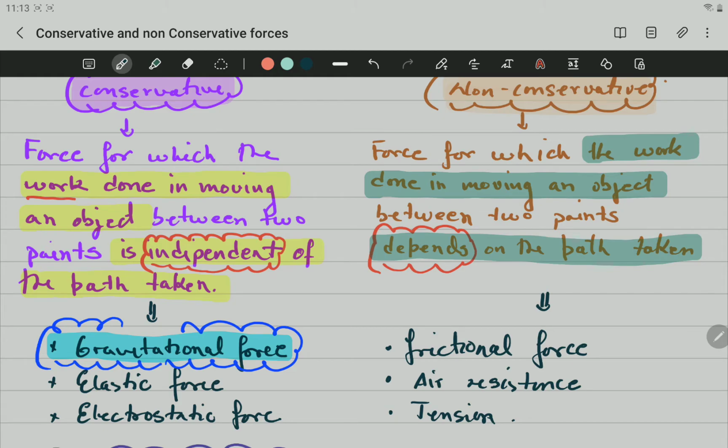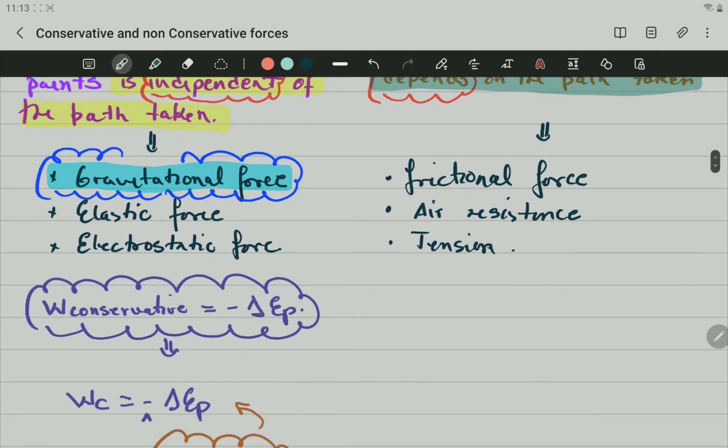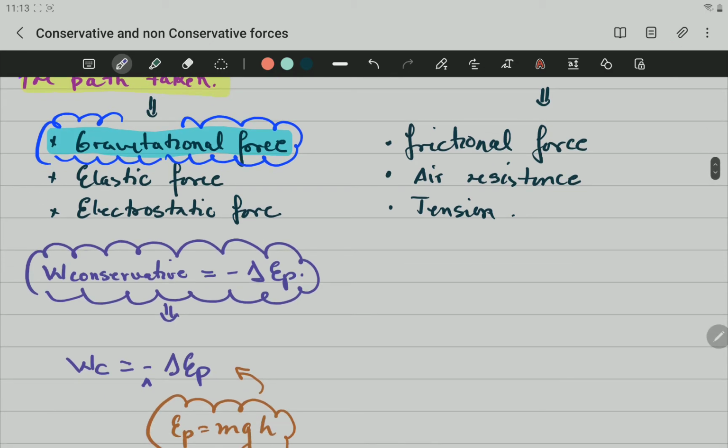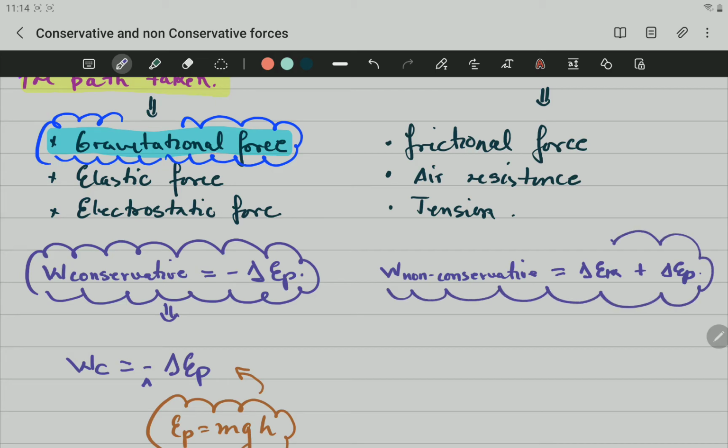So how can we calculate the work done by the non-conservative forces? And please note, this is a very important law. The work done by the non-conservative forces is going to be equal to the change in kinetic energy plus the change in potential energy. This is a very, very important law. It is the law of conservation of energy.